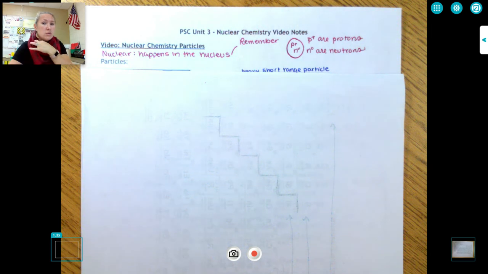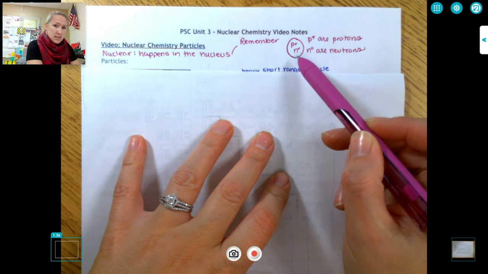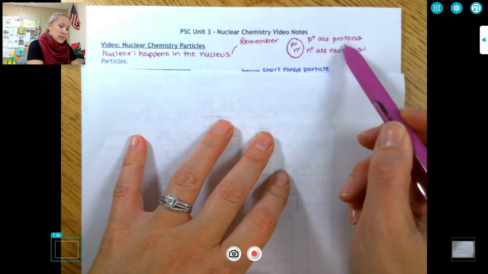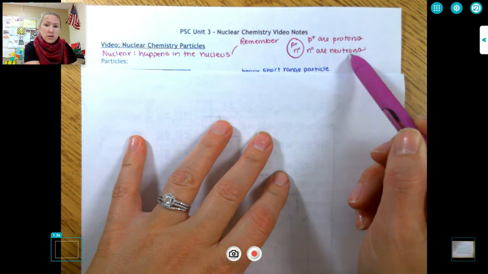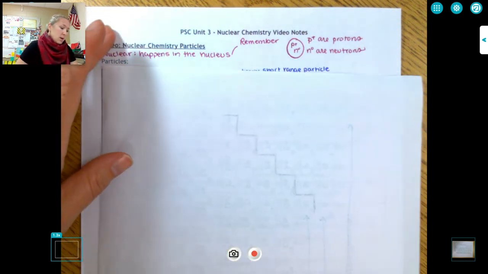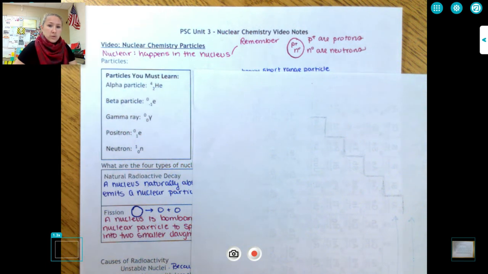Now in our nucleus, remember we have protons and we have neutrons. And so I just went ahead and I drew that this is my nucleus and that I have protons and neutrons inside my nucleus. Remember P plus are the protons and N0 are the neutrons. There are a few different particles that we're going to use while we study nuclear chemistry.